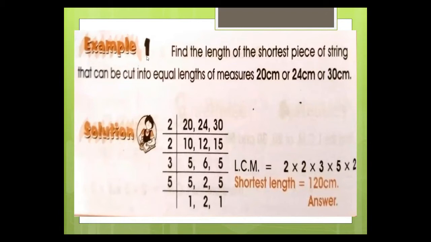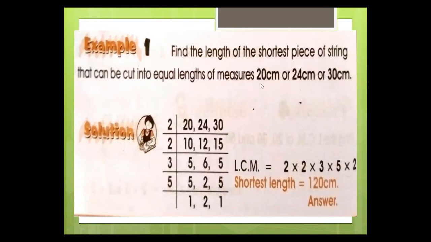In this question you have a question in word form, then you change it into a mathematical term, then you solve it. So here you see that the question is: find the length of the shortest piece of string that can be cut into equal lengths of measures, which are 20 centimeter, 24 centimeter and 30 centimeter.